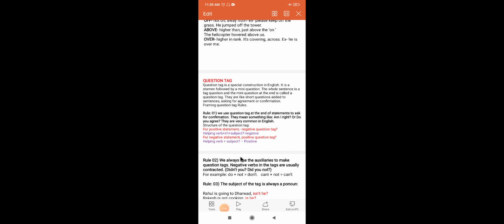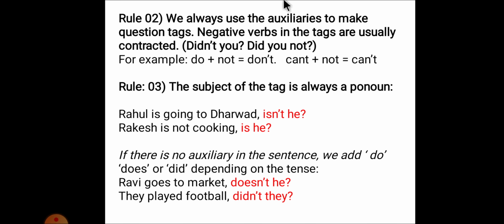Dear students, second rules for the question tag. So what are the second rules? We always use the auxiliaries to make a question tag. Negative verbs in the tags are usually contracted. For example, didn't you? Did you not? For example, do plus not, don't. Can plus not, can't. So these are the words we need to remember.